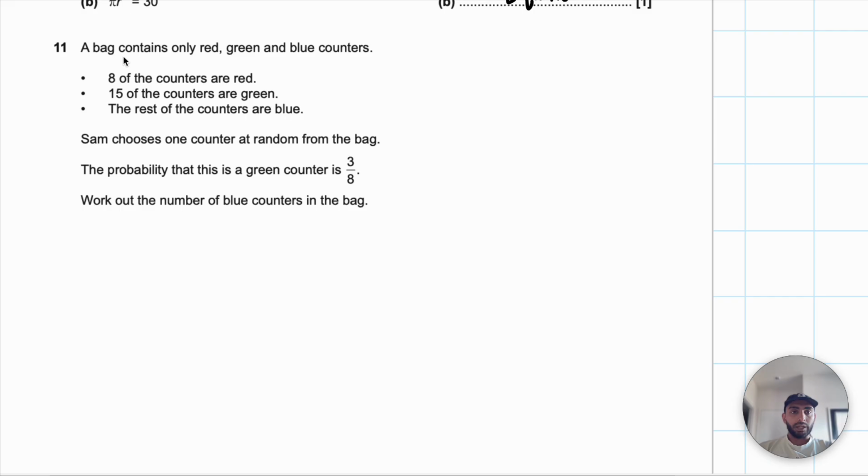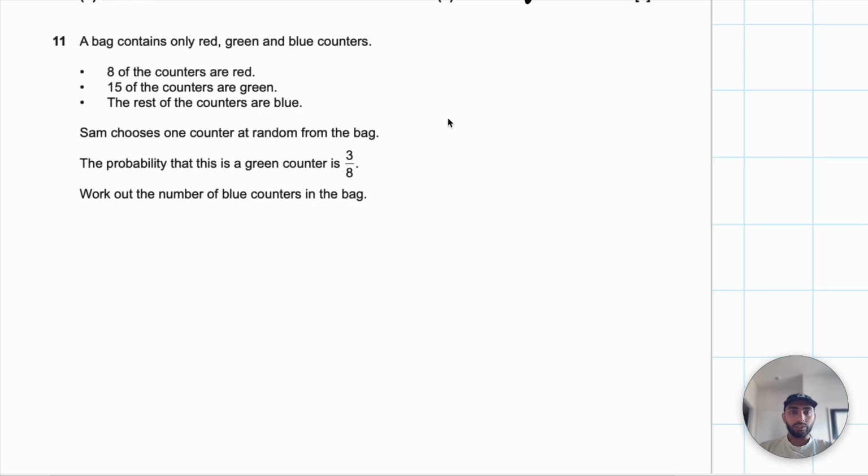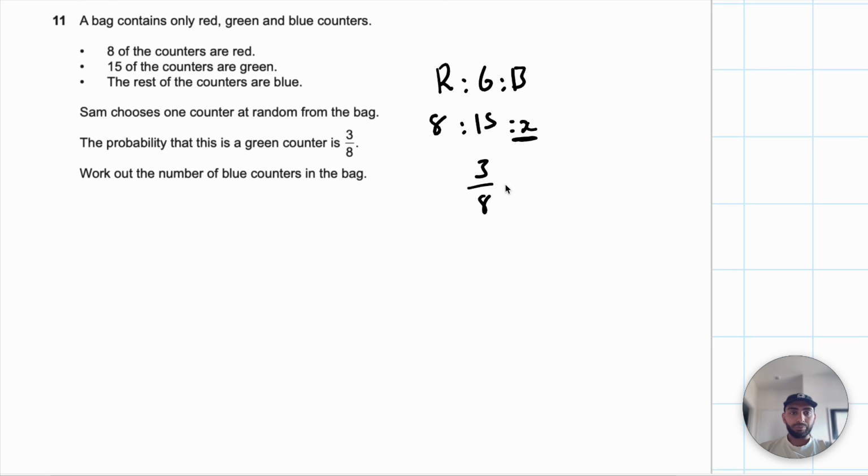Question 11. A bag contains only red, green, and blue counters. We've got red, green, and blue. 8 of the counters are red. 15 of the counters are green. The rest of the counters are blue. We don't know what that is, I'll just call it x for now. Sam chooses one counter at random from the bag. The probability that this is a green counter is 3 over 8. So the probability of this happening is 3 out of 8. Work out the number of blue counters in the bag. We're trying to find that number.